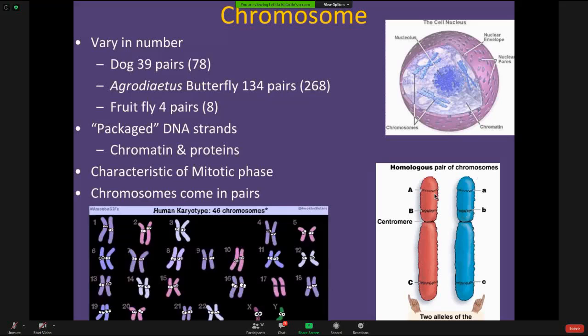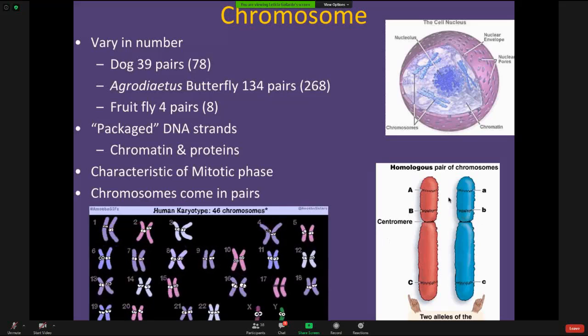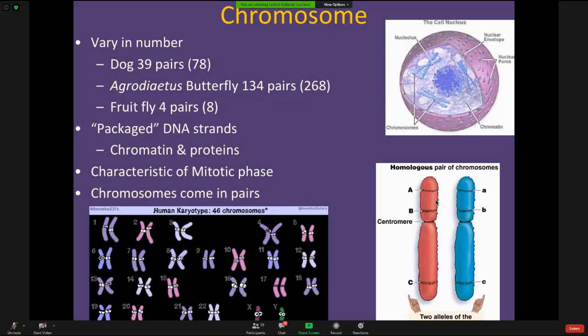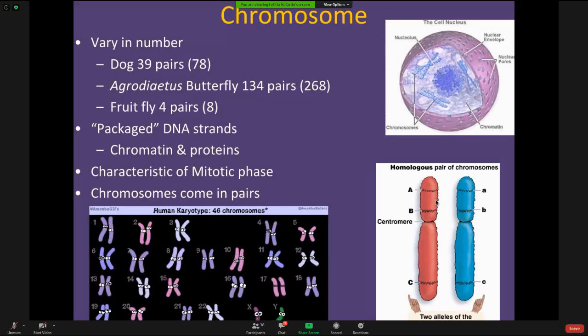So for your pairs, you inherited one from your mother and one from your father, right? So for each pair of chromosomes, you have one from each parent. And they're homologous because what they share is the sequence of genes, right? So here you can see just a really generic gene A, gene B, gene C. Homologous chromosomes share the same gene sequence.